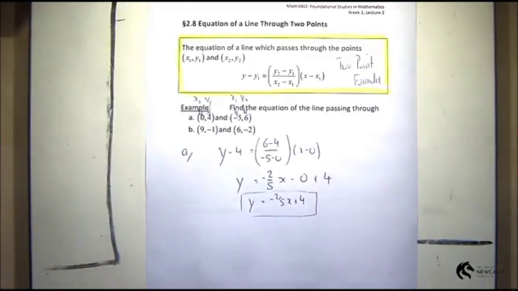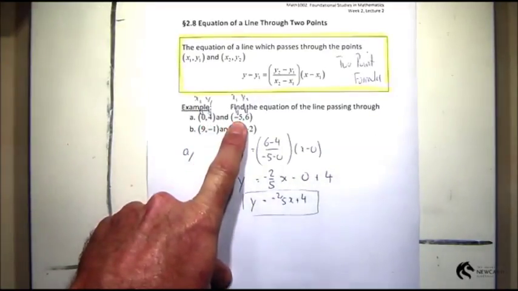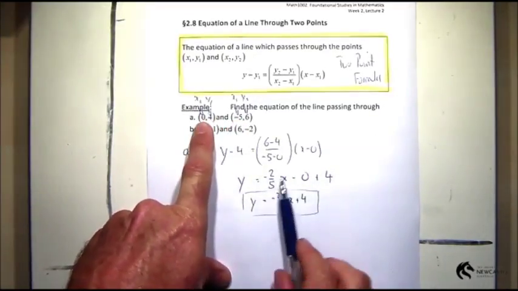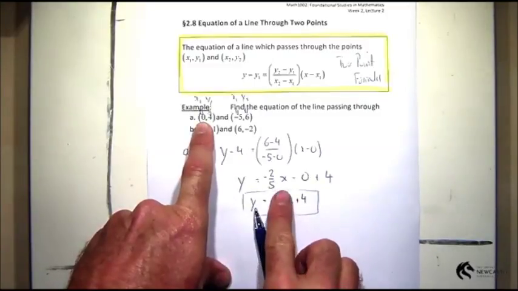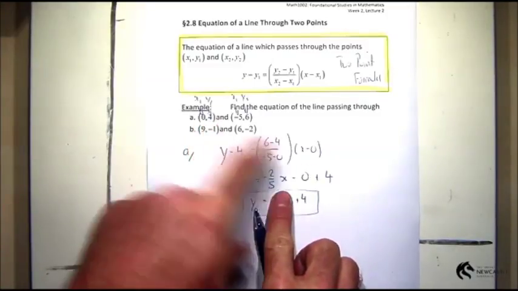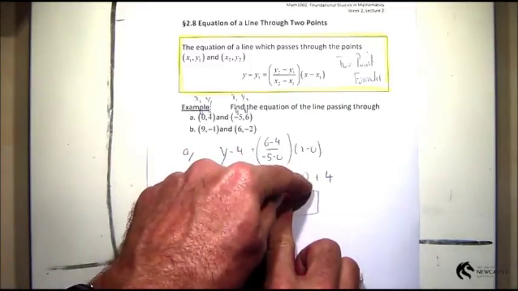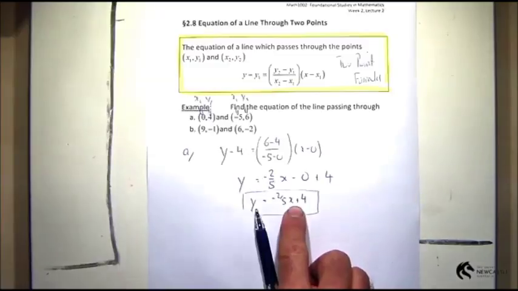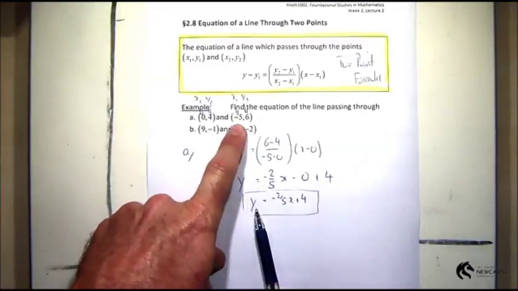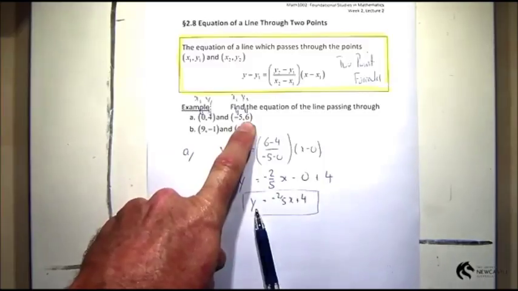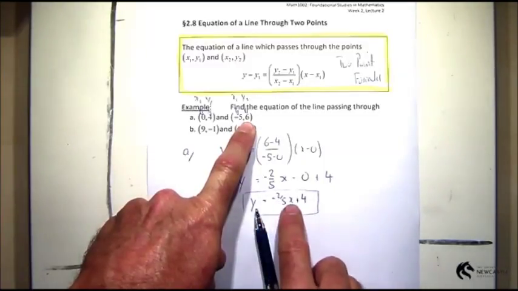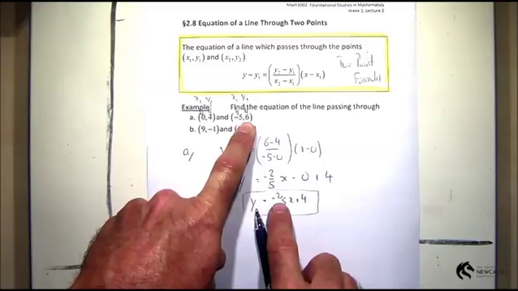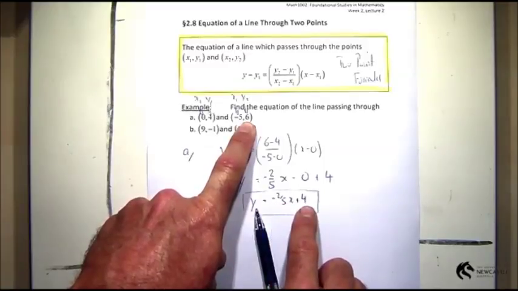And I can check whether I've got it right or not. Let's check, does it pass through these 2 points? So when x is 0, minus 2/5 times 0 is 0, plus 4, it should be 4, and the answer is y is equal to 4. So (0, 4) definitely lies on that line. So that's good, I've got 1 point right at least. Now let's check this one. When x is minus 5, y should be 6. So I put in here, minus 2/5 times minus 5 is plus 2. 2 plus 4 is 6. So bingo, both points lie on the line.